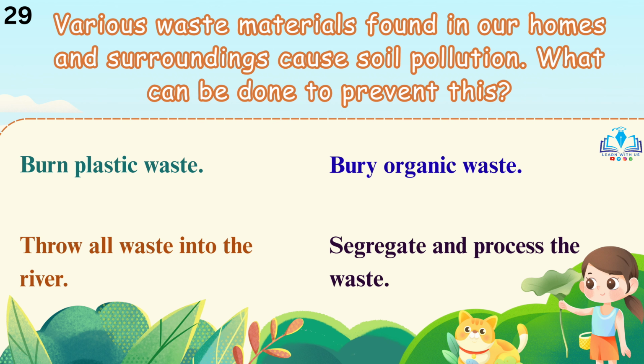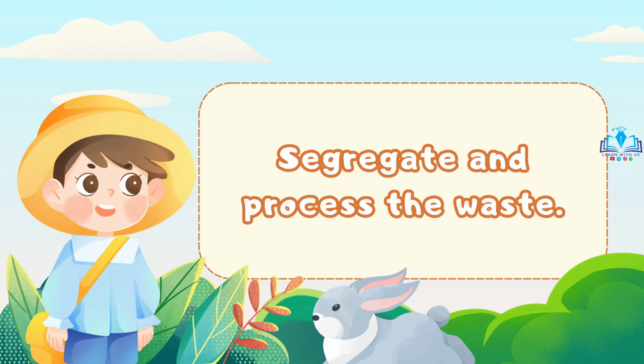Question 29. Various waste materials found in our homes and surroundings cause soil pollution. What can be done to prevent this? A. Burn plastic waste, B. Bury organic waste, C. Throw all waste into river, D. Segregate and process the waste. Answer D. Segregate and process the waste.